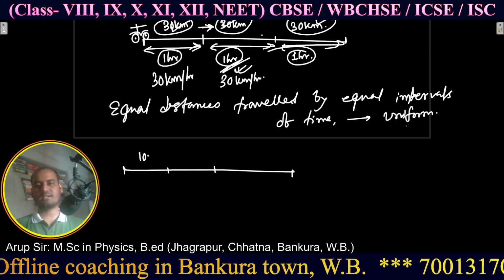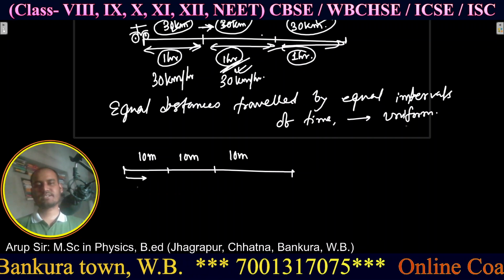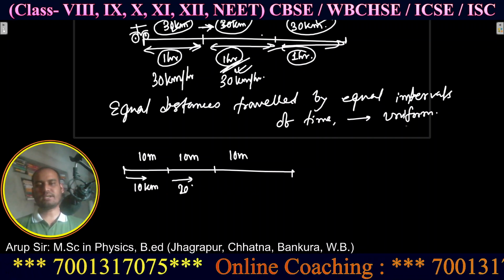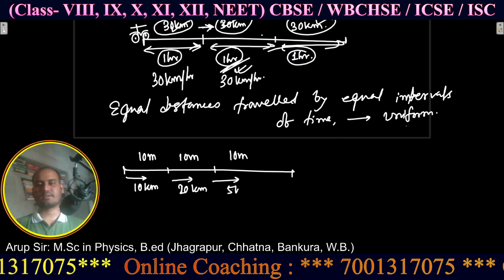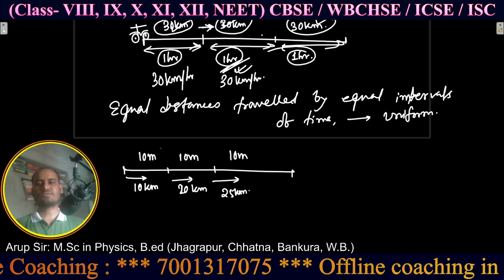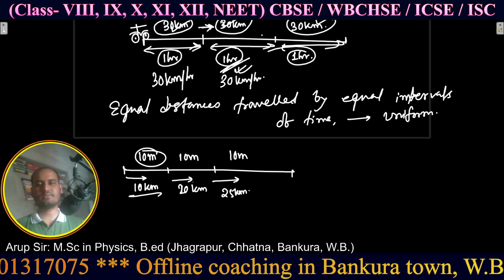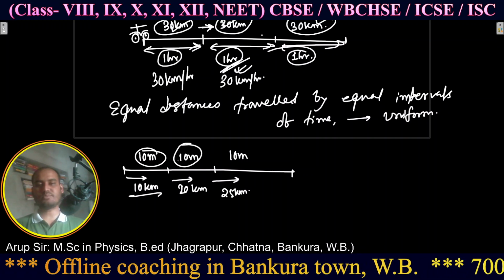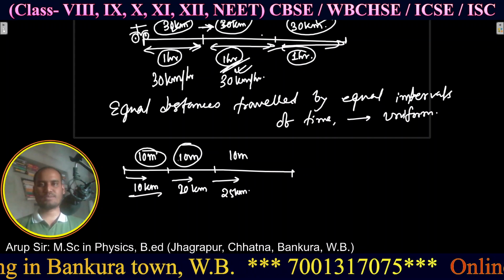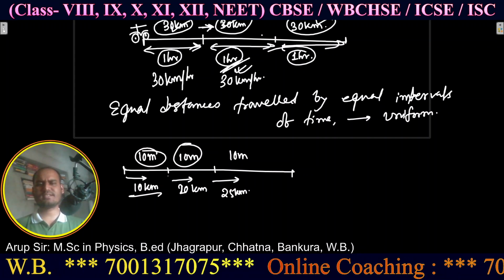giving 10-minute times. 10 minutes and 10 minutes. For the first case it is moving 10 km. For the second case it is moving 20 km. For the third case it is moving 25 km. So in the first 10 minutes it is moving 10 km. In the second 10 minutes, if it moves 10 kilometers, then these two are the same and we can say that their speeds are equal for both cases, and in that situation I can easily say that the motion is uniform.